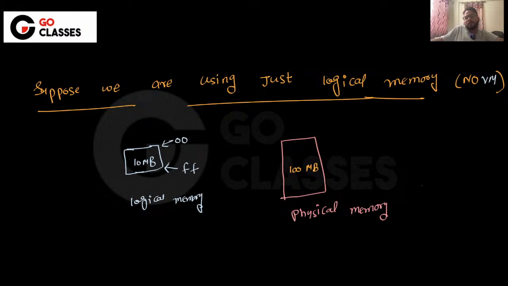Now can you tell me, I'm just asking you roughly, let's not worry too much about the operating system space. Let's forget about the operating system space. Now can you tell me how many processes we can run in this system at a time?